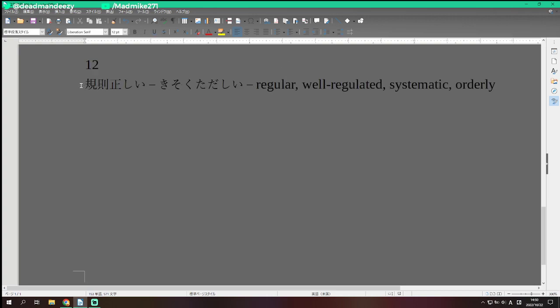And finally, number 12 is kisoku tadashi. Kisoku on the left side are rules and regulations or laws, and tadashi on the right side means correctness or justice. So kisoku tadashi means following in a correct way some laws or regulations. So kisoku tadashi colloquially means regular, well-regulated, systematic, or orderly. Systematic meaning it follows those laws well. Regular or regulated in a similar way means well-regulated.